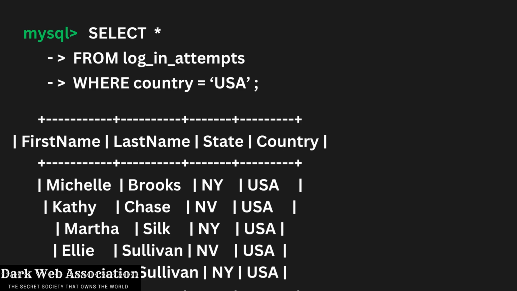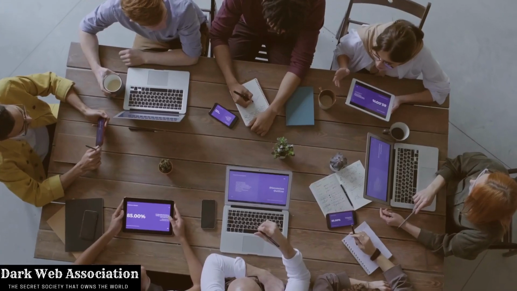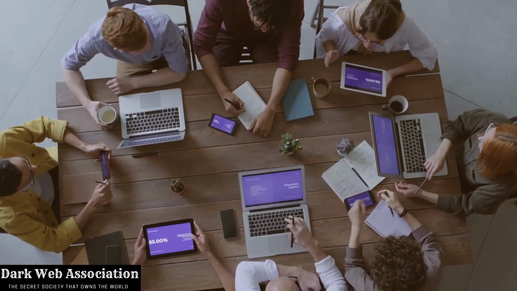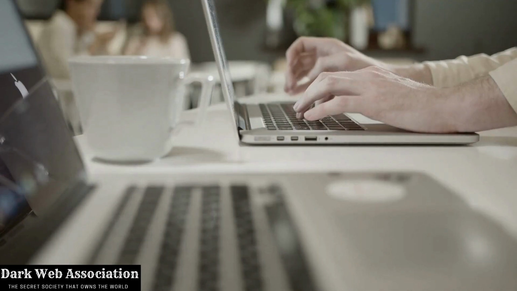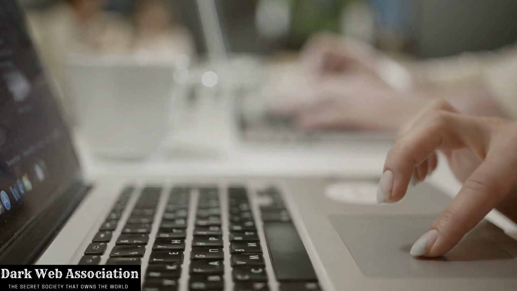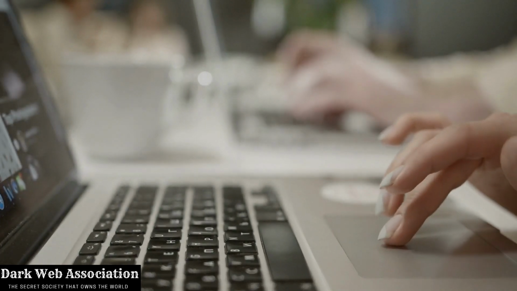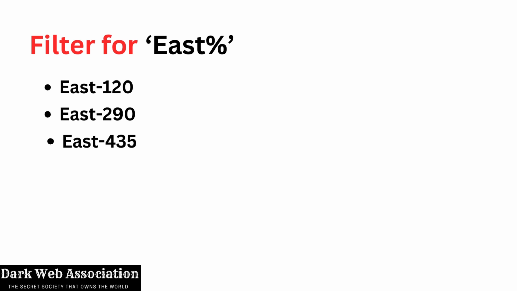In the previous example, the condition for our filter was based simply on returning records that are equal to a particular value. We can also make our conditions more complex by searching for a pattern instead of an exact word. For example, in the employees table, we have a column for office. We could search for records in this column that match a certain pattern. Perhaps we might want all offices in the East building. To search for a pattern, we use the percentage sign to act as a wildcard for unspecified characters. If we ran a filter for East%, this would return all records that start with East, for example, the offices East 120, East 290, and East 435.